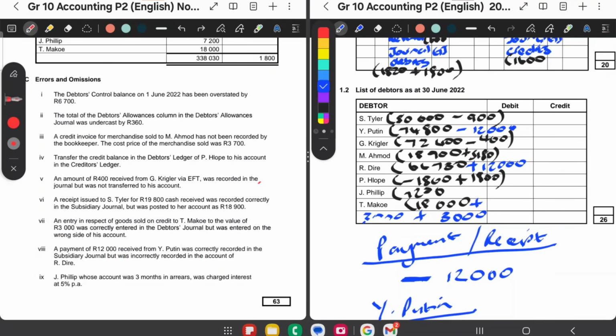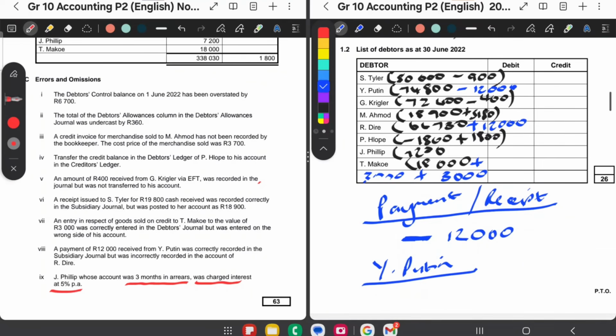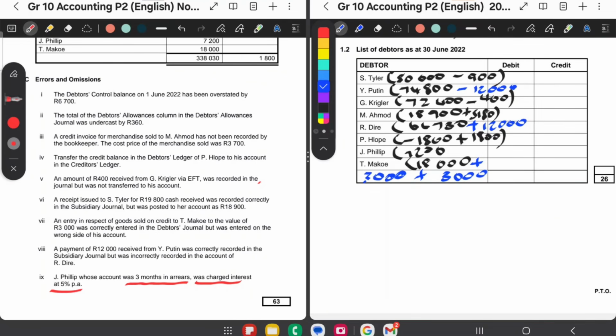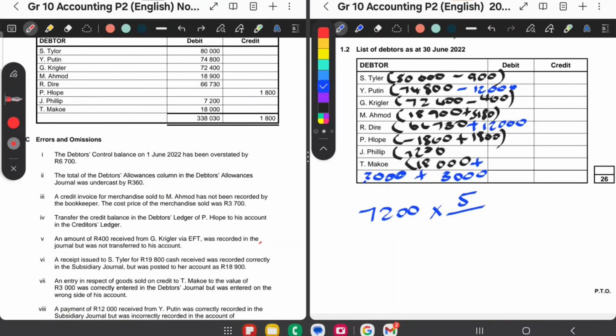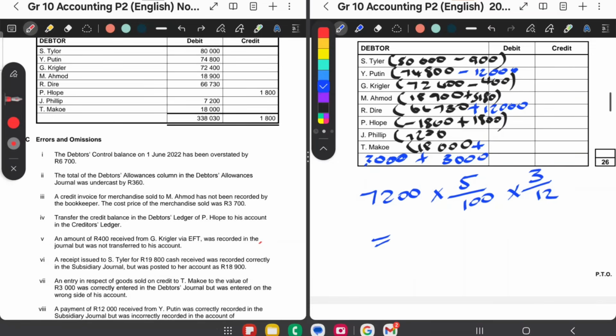And then our last adjustment says J. Philip, whose account was 3 months in arrears, which means he didn't pay us for 3 months. We charged his account with interest of 5% per annum. So let's first work out the amount. Let's see how much money does he owe us. So if you look here, J. Phillips owes us 7,200. So 7,200 times 5% interest, and it was for 3 months. So for months, we say 3 over 12 because there's 12 months in a year. So we work this out. I get 90 Rand.